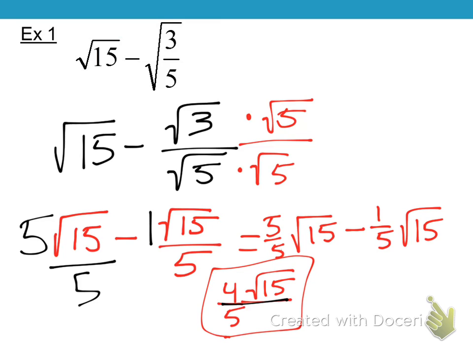Okay, because what I did was I made it so 15 was a radical, and then I made it into a fraction, multiplied each side by 3 so it could be subtracted, and then I got 7,005.